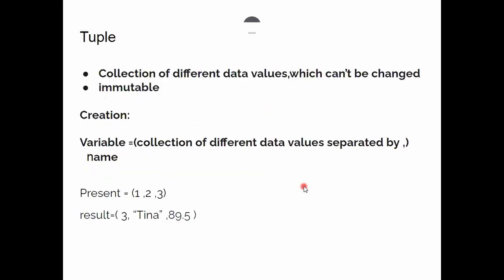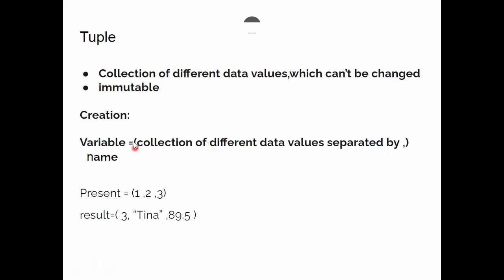Now we will go to the next topic, which is called a tuple. Now what is a tuple? Again, the tuple, which is similar to your list, is going to contain different data values. But the first difference between list and tuple is that we have to use parentheses, whereas in the list we use square brackets. And the second difference is that we cannot change the values of the elements.